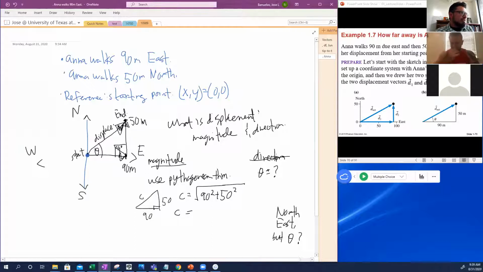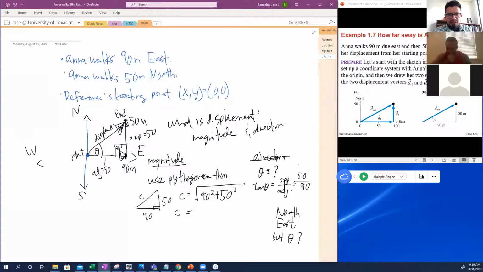How do we find that angle? There are a few options, but using the information we already know, we could use the tangent function. Tangent of theta is opposite over adjacent. The opposite to that angle is the 50 meters, and the adjacent side is equal to 90. So the tangent of theta is equal to 50 over 90. Okay, real quick, did anybody calculate the length of side C, that displacement?